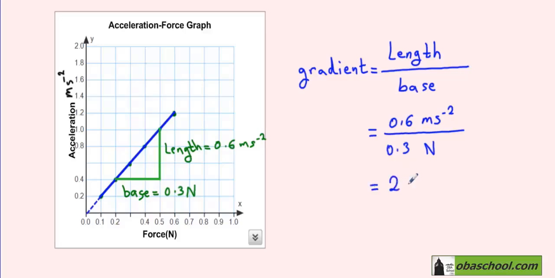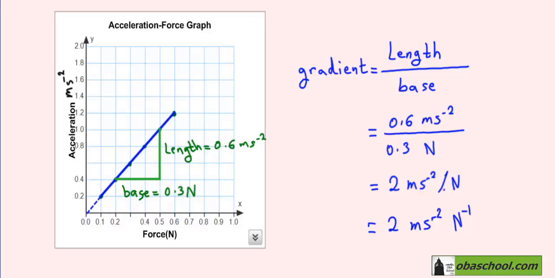The answer is 2 meters per second squared per Newton, or we can write it like this, which is 2 meters per second squared, and Newton is to the power -1. This is the measure of the gradient or slope. So we simply drew a triangle and we defined the length and the base. Then we divided them to get the gradient.